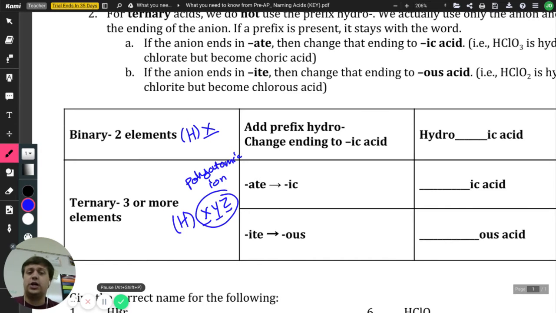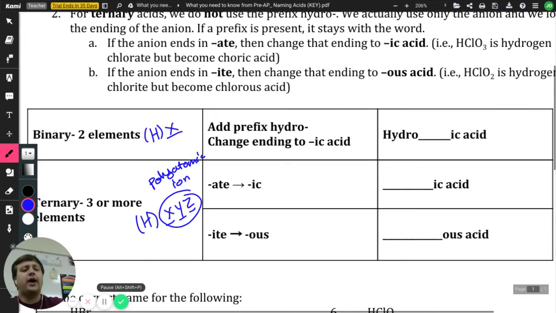With ionic, you change the ending to "ide," right? Anytime we're talking about an ionic compound, you change its ending to "ide" if it's the anion. Acids, though, we change the ending to "ic." Okay, so I've got my anion, and I change its ending to "ic." So how does that look?